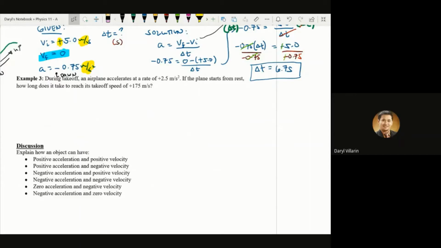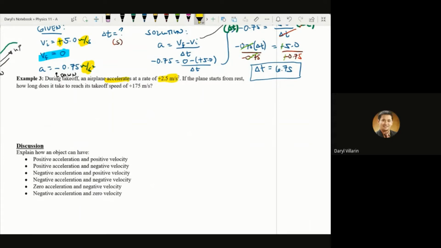So example number 3. During takeoff, an airplane accelerates at a rate of positive 2.5 meters per second squared. If the plane starts from rest, how long does it take to reach its takeoff speed of positive 175 meters per second? So, gonna take note, accelerates at a rate.